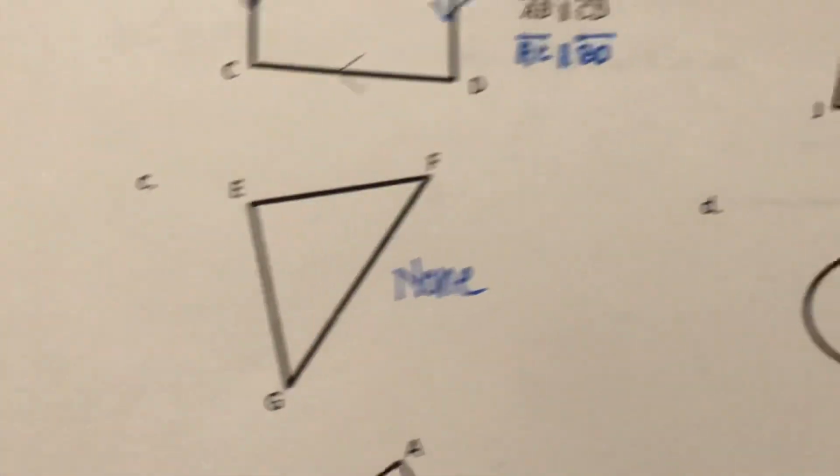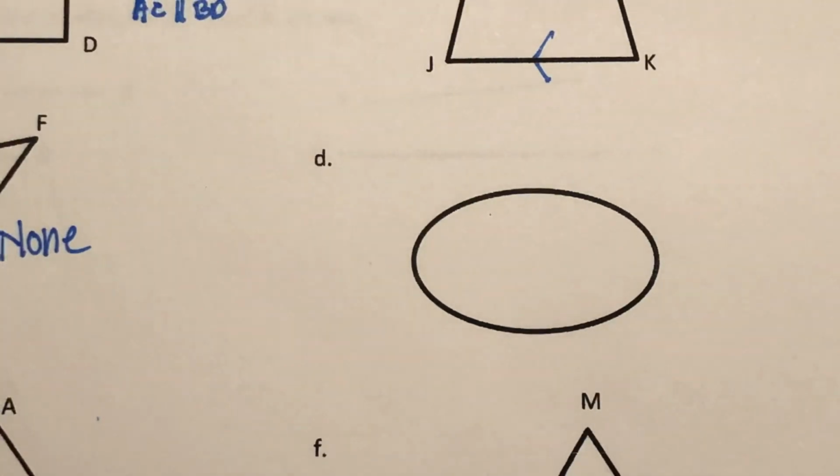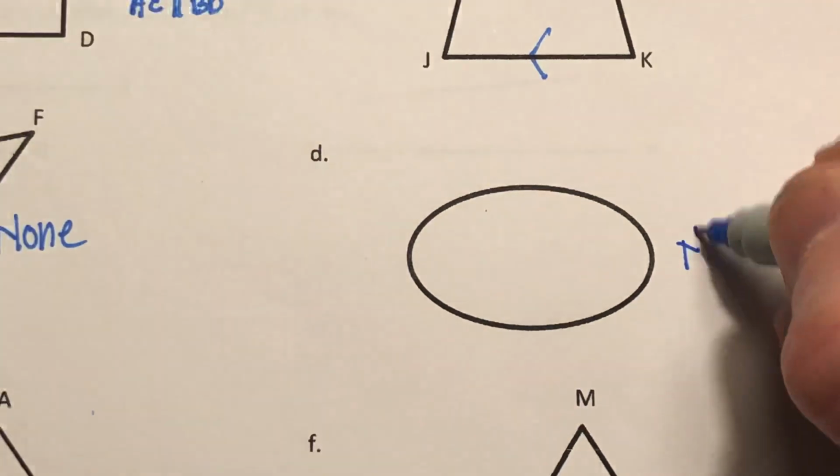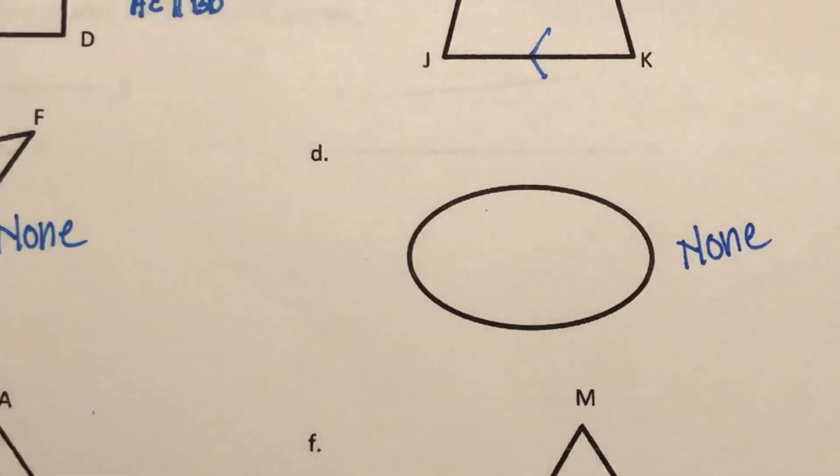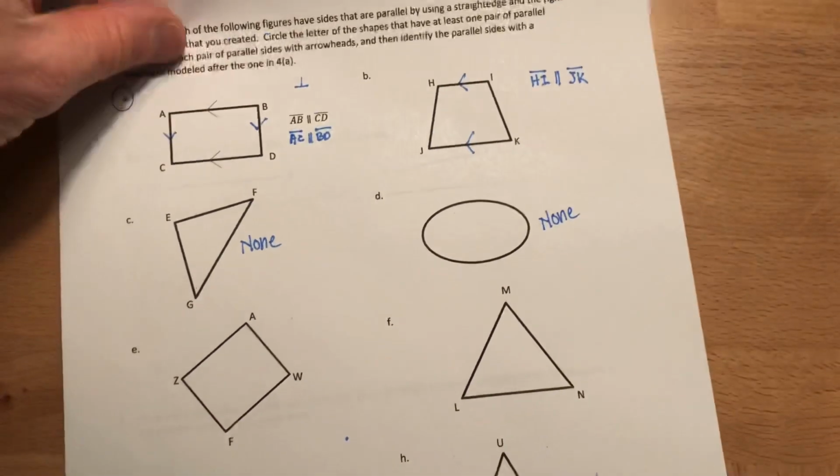Then if I go to D, those are curved lines. You can't have parallel lines if they're curved. Okay, so this is also none. All right, that's pretty easy. We're already halfway down the page. All right, let's go to this one.